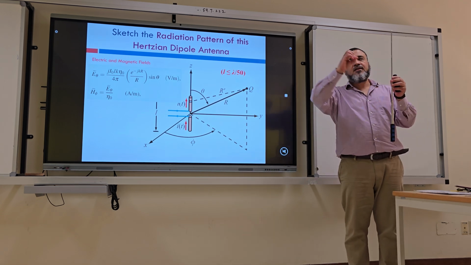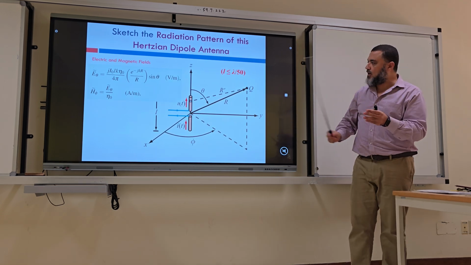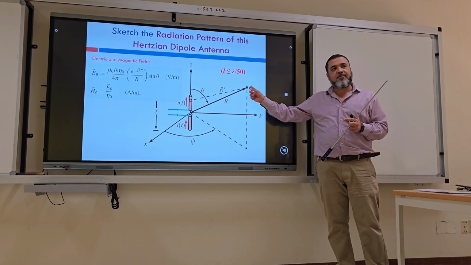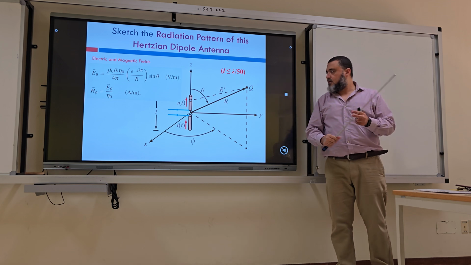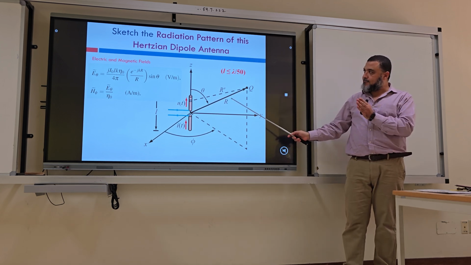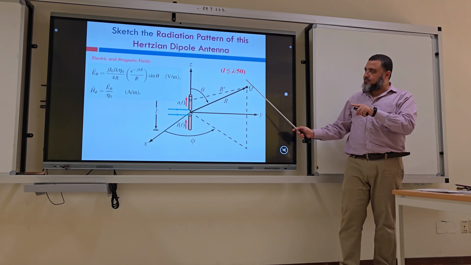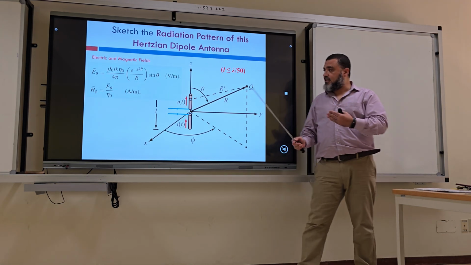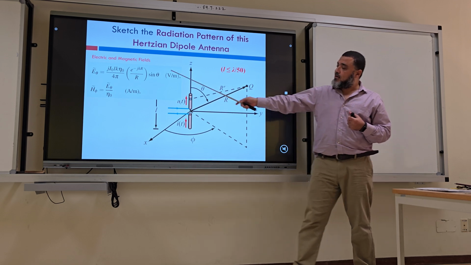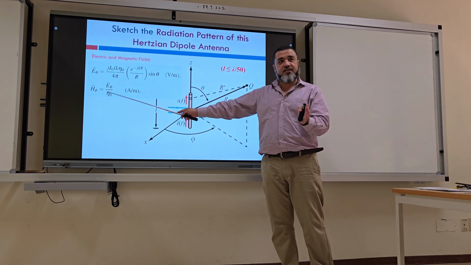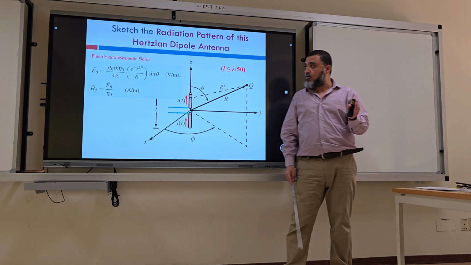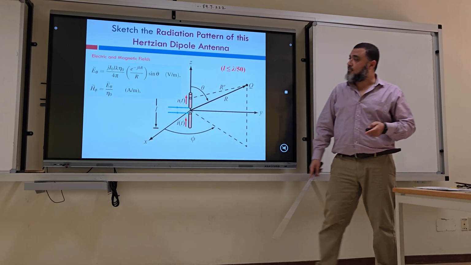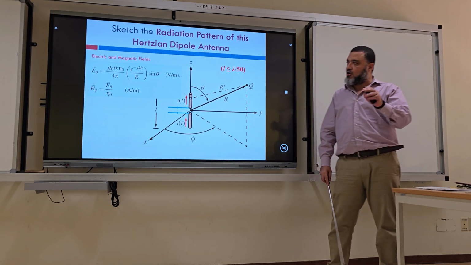So how much field will be going away from the dipole when R is the distance between the observation point, the point where I am calculating the field. It's very far. So when R is very big, the field E and H at this point are given by this equation. This is called the far field approximation. Far field means we are assuming R is very big. So what we have is only E theta and H phi. All other components are zero. E_R, E_phi, H_theta and H_R are zero. These are spherical coordinates.